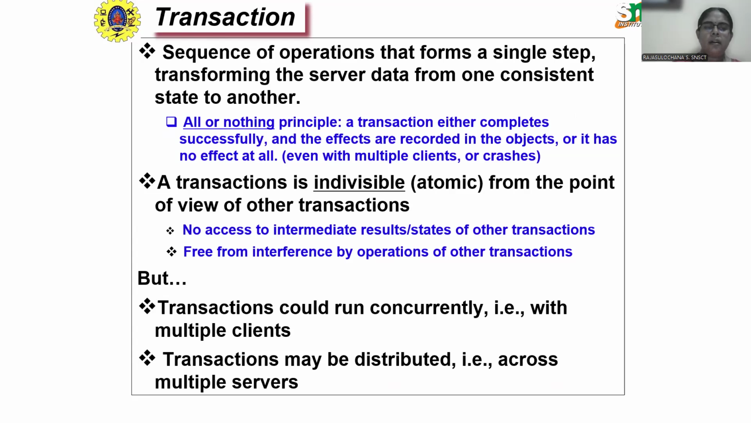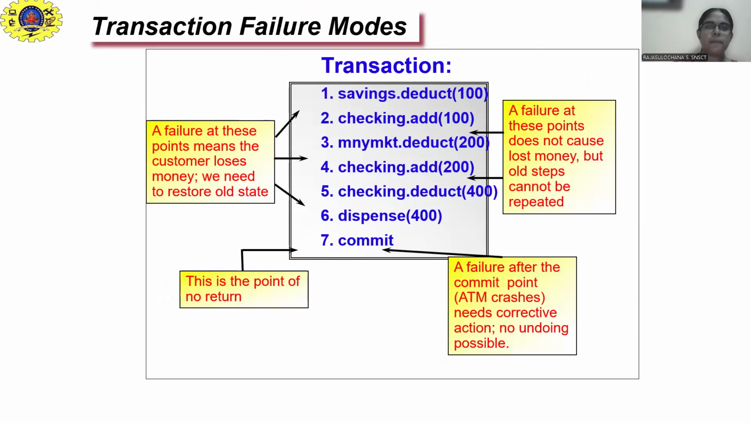And not only one transaction can happen at a time. Multiple transactions can happen at the same time, and transactions can run concurrently with multiple clients, as well as the transaction can be distributed across multiple servers. These are various properties of transaction.